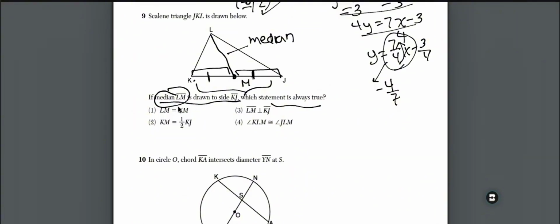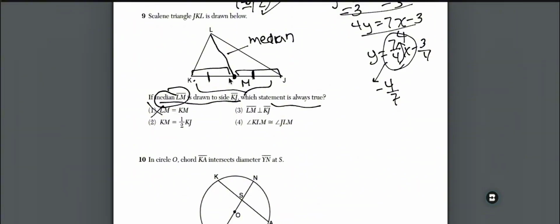So if I look at my answer choices, the first one tells me LM is congruent to KM. Well, that is incorrect, because I know that KM and MJ are congruent. Choice 2 says KM is 1/2 of KJ. Well, that is correct, because when it bisects it, I create 2 congruent segments, and the length of one segment, a part of the entire segment, is going to be half the total of the entire one.